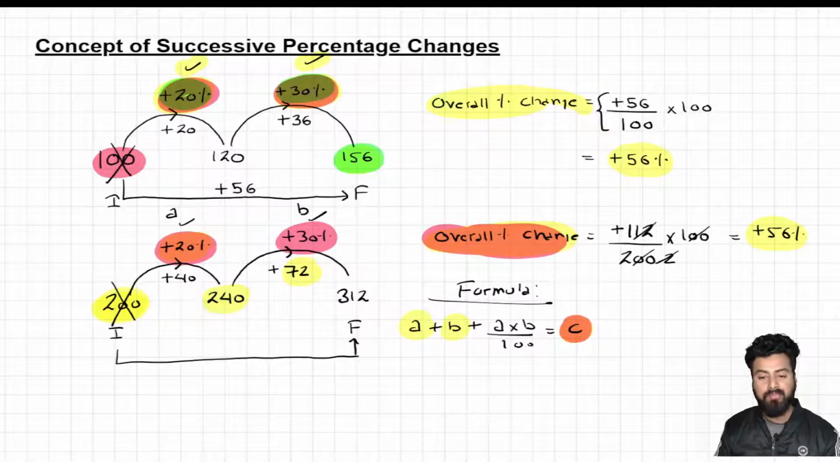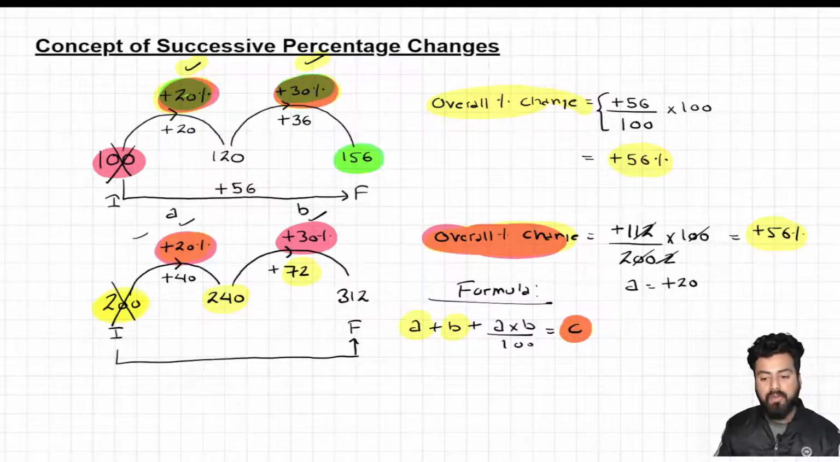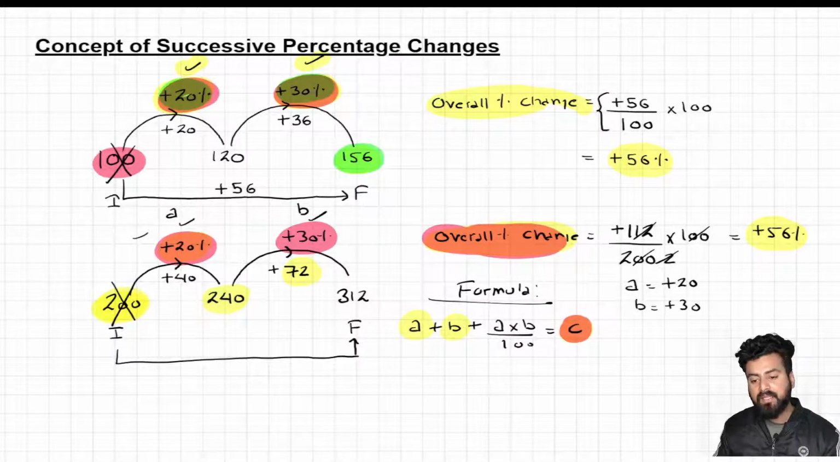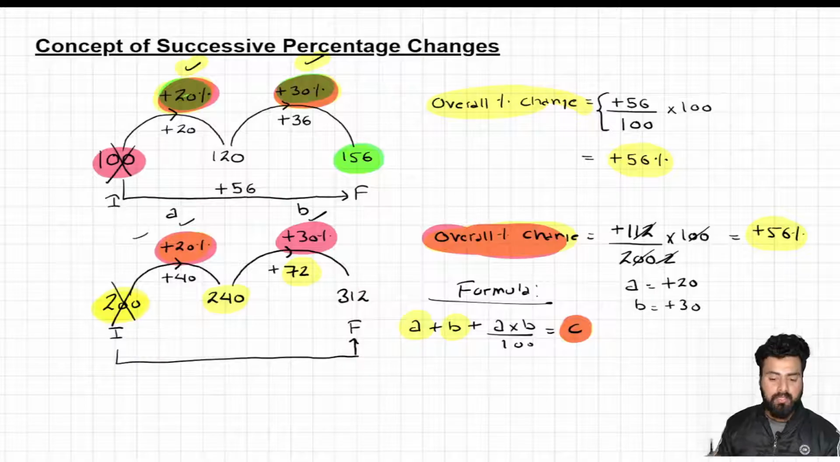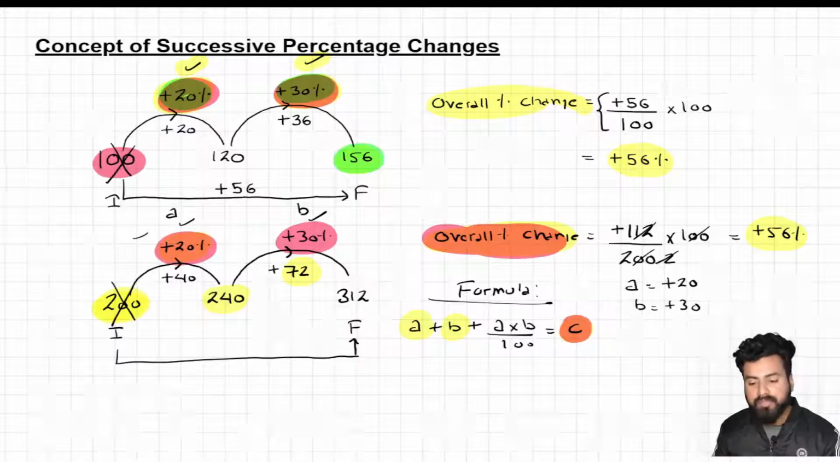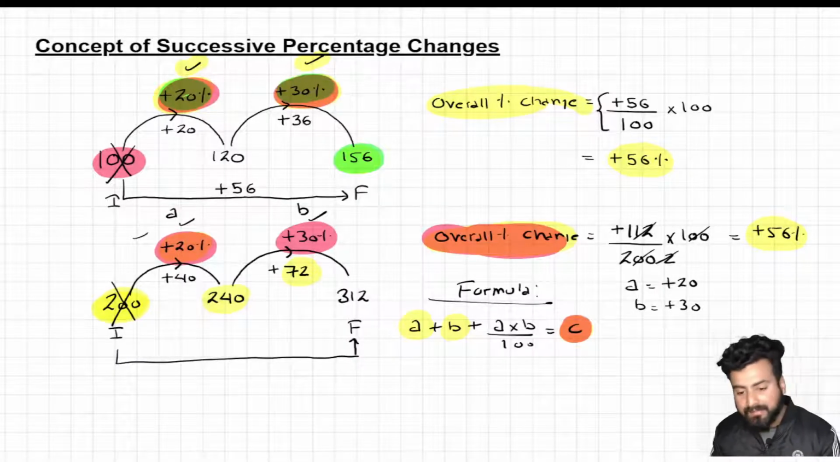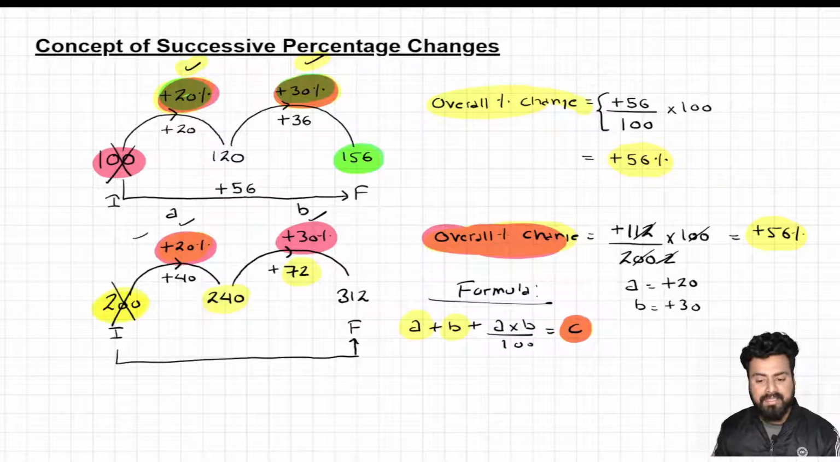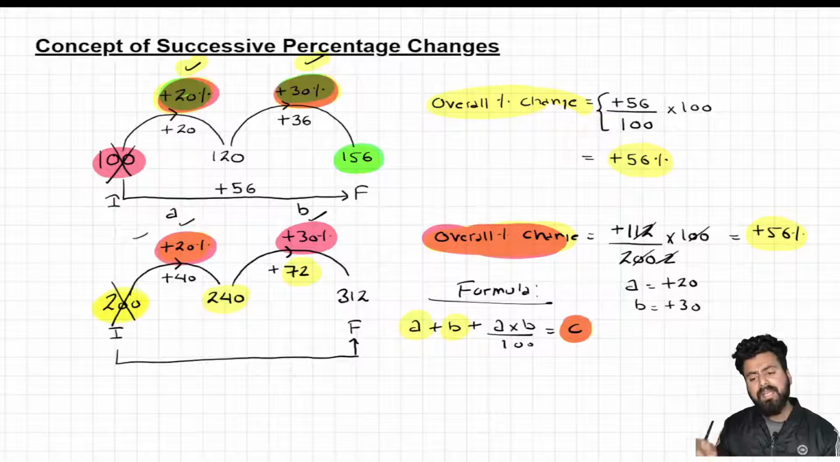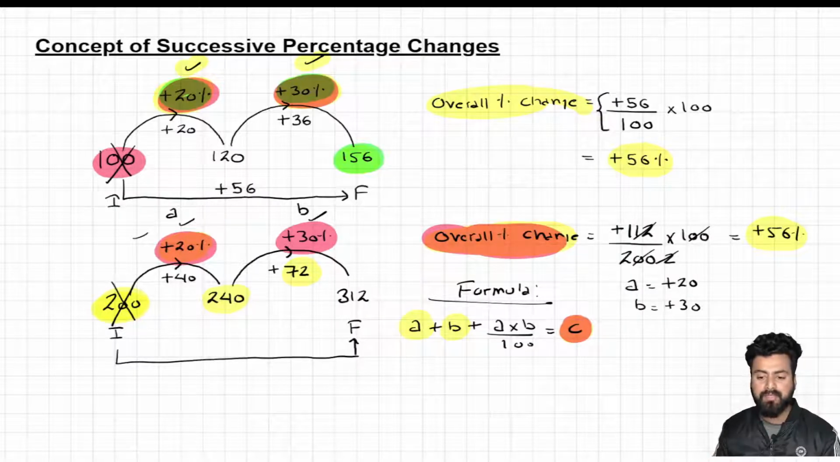So let's apply this formula. What is the value of A? You would say, sir, the value of A is plus 20. What is the value of B? The value of B is plus 30. Let's plug in the two values here. Now, some of you must be thinking, sir, why are you not using the percentage sign? Because in this complete formula, we are dealing in percentage. Therefore, I'm just skipping the percentage sign. Eventually, I'll put the percentage sign back. But for now, let's just use the values.